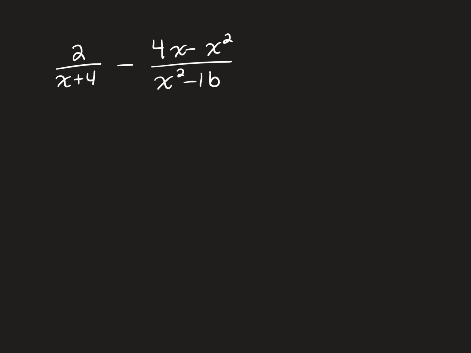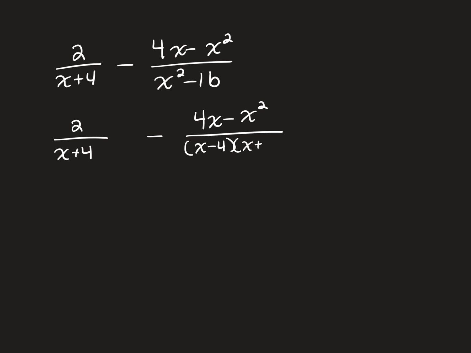Okay, so the difference between what we've been doing and what we're doing now is you have a subtraction instead of an addition, but the process is the same. So the first thing we're going to have to do is get our common denominator. That's going to happen by factoring our second denominator, which maybe you recognize as a difference of squares, maybe not. Either way, you should be able to factor it to get x minus 4 times x plus 4.